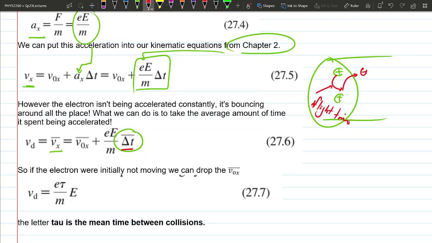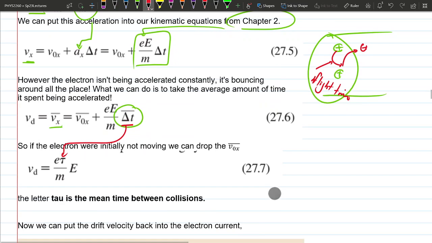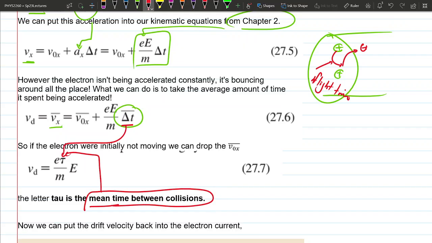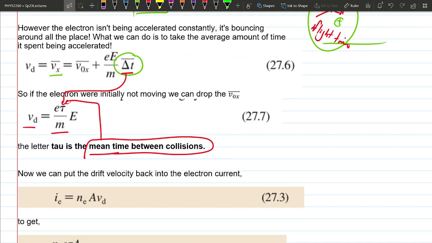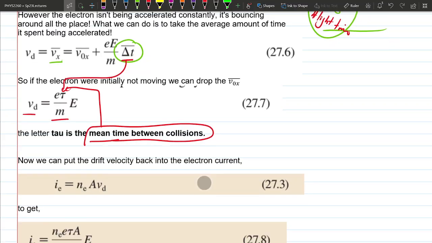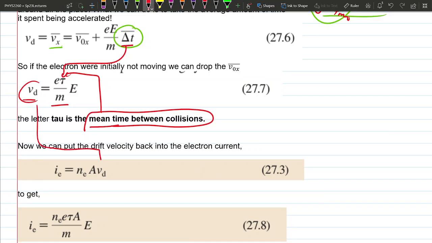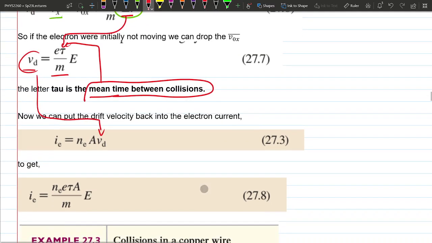So when you average this delta T, it turns into this, I think there's a technical word for it. It's the mean time between collisions. That's what this tau turns into. Okay? So this is yet another way to calculate the drift velocity of our little electrons. If we apply some electric field E, the charge of the electron is given to you, the mass of the electron is also given, okay? So what we can do is make this equation even more complicated by plugging in what the drift velocity is in terms of electric field, okay?